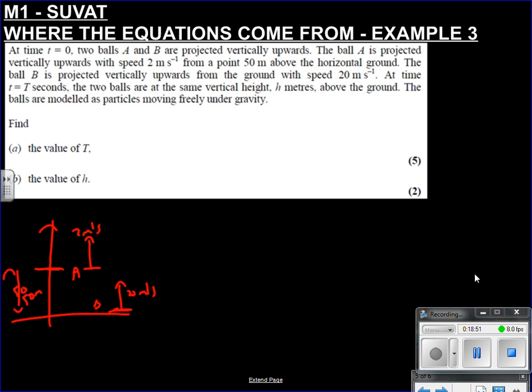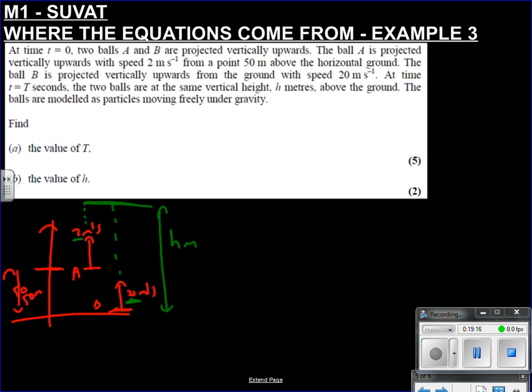It's saying at the time t equals big T seconds, the two balls are at the same vertical height h from the ground. So somewhere up here, h meters, these two things meet in the middle. Well, that makes sense, doesn't it? Because this is moving faster than this one. Okay. Part A, find the value of T, and part B, find the value of h.